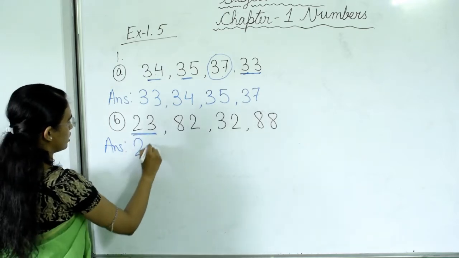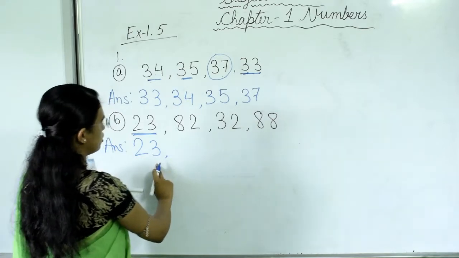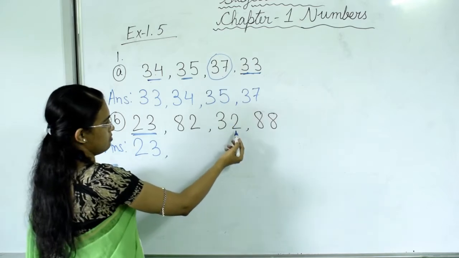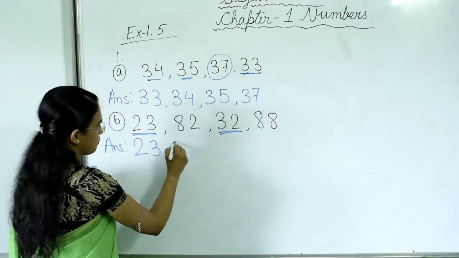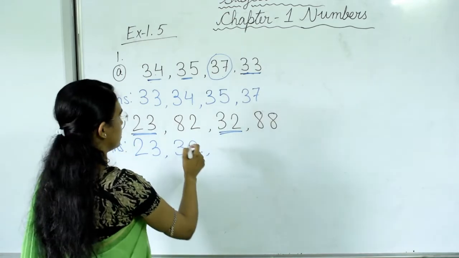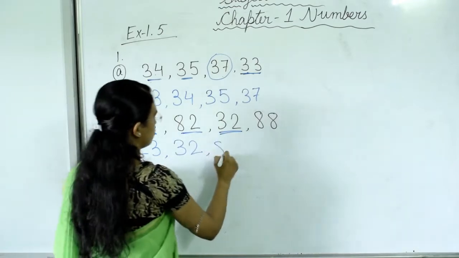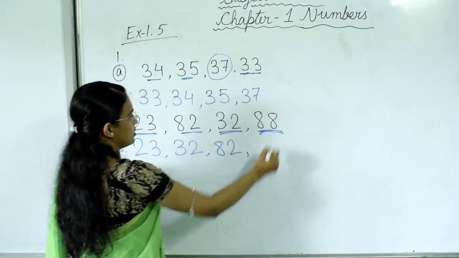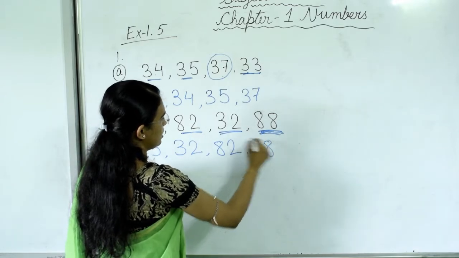So we have to write 23 at first. Then after 23, which number comes after 23? 82? No. 32. Yes, 32 comes after 23, right? So we have to put 32. Then after 32, which number comes? 82 or 88? Yes, 82. So we have to write 82 after this. Then the last one is which one? Yes, 88. So 88 is the largest number. So we have to write it at last.